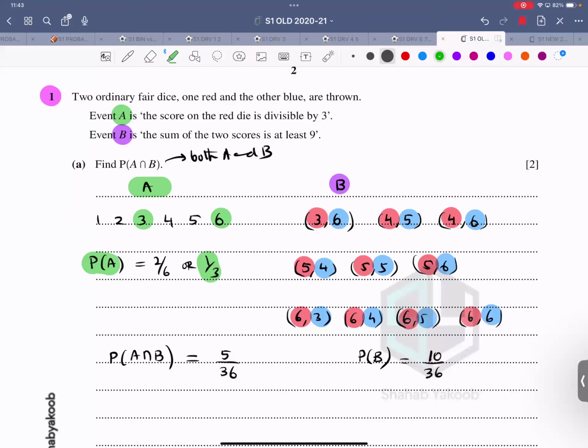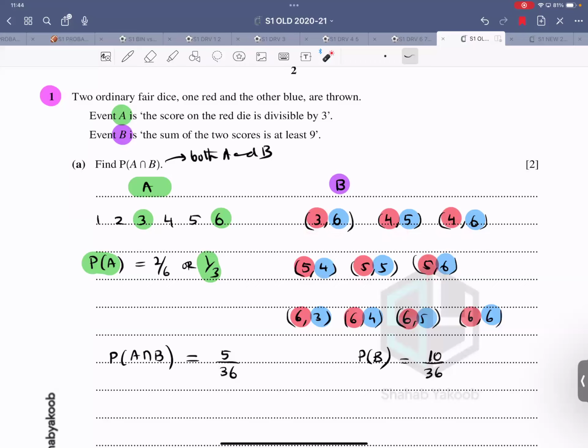Now the purple thing, what is that? The purple thing is that the sum of the 2 scores is at least 9. It's your choice. You can draw a full-fledged 36 possibility diagram, or you can realize that in order for the score to be 9 or above, the very first option is 3, 6. Up till 2, 6, that would add up to 8. 3, 1 is 7, 3, 2 is 8, 3, 6 is 9. So 3, 6 is the only one. Then 4, 5, 4, 6, then 5, 4, 5, 5, 5, 6, then 6, 3, 6, 4, 6, 5, 6, 6. The orders are already taken into account.